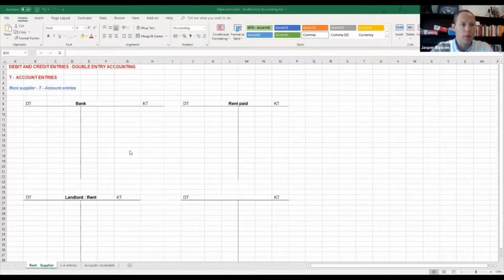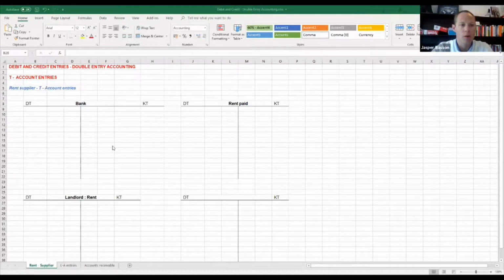So let's look at some exercises, and I'll do my best with about 3 exercises to explain various entries to you. Right, let's first look at the debit and credit entries, or the double entry accounting, for a supplier entry. In this case, I've created pre-populated T accounts for us. Like I said, the T looks like a T. And I've created the rent supplier, and now we will do the entries.